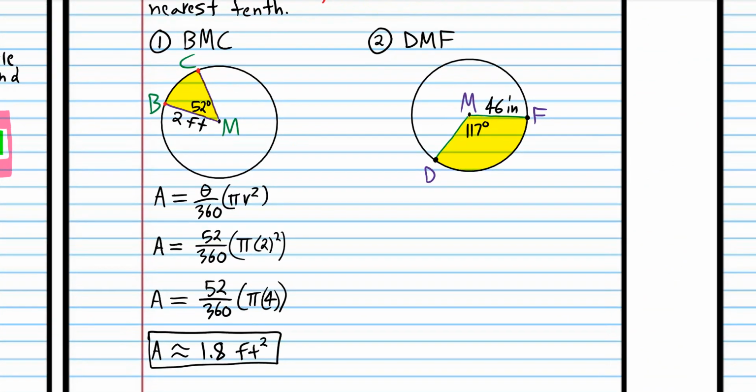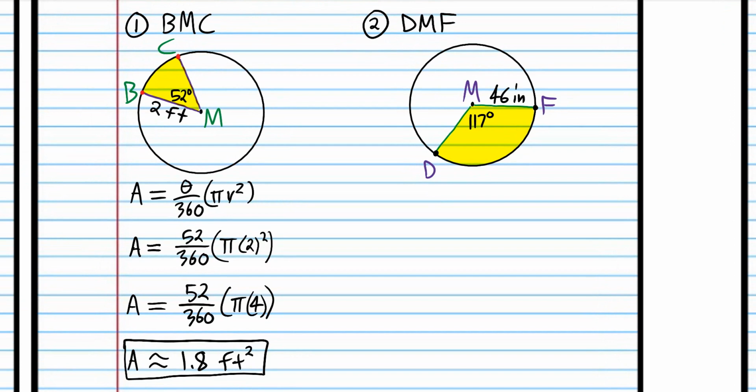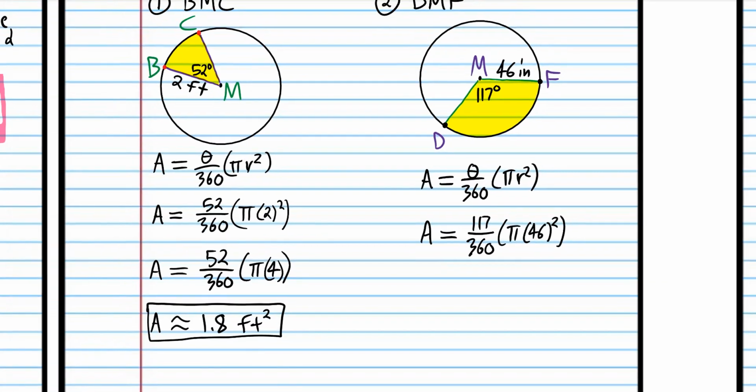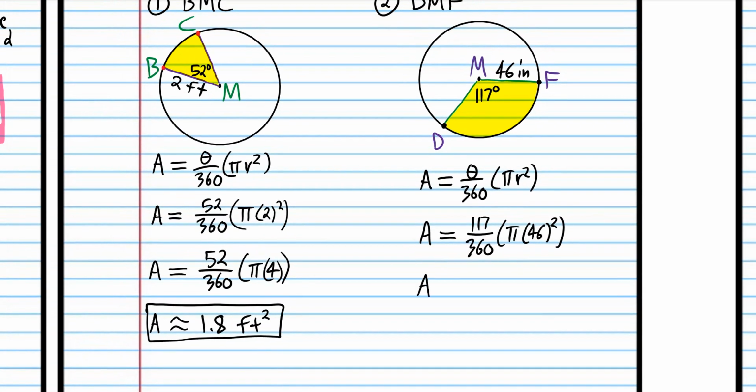Let's try number 2. As you can see, this is really pretty easy. It's no big deal. I'm going to continue to write the original formula, even though you're probably going to get bored seeing me write this over and over again, because we have to show the tool that we're using. We have to write the central angle over 360 times pi times the radius, which is 46, squared, and then it just becomes another calculator problem.